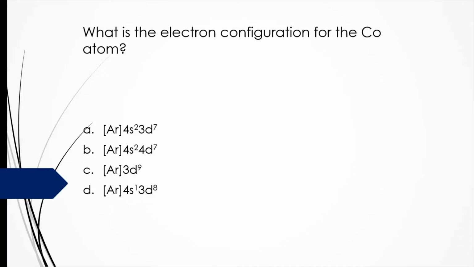Cobalt has 27 electrons. When we look on the periodic table, it's on that fourth period down, so it starts with 4s2, and it has 1, 2, 3, 4, 5, 6, 7 electrons in its d shell, so 3d7.